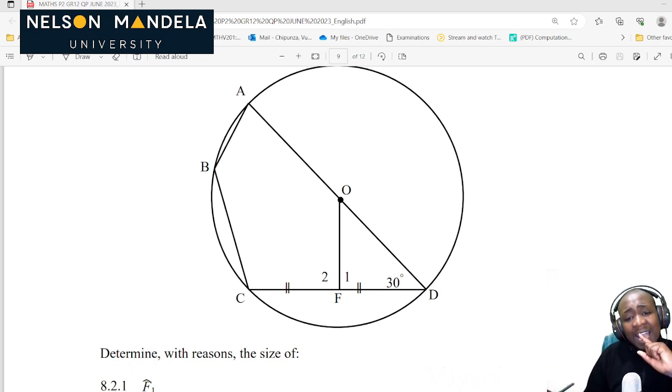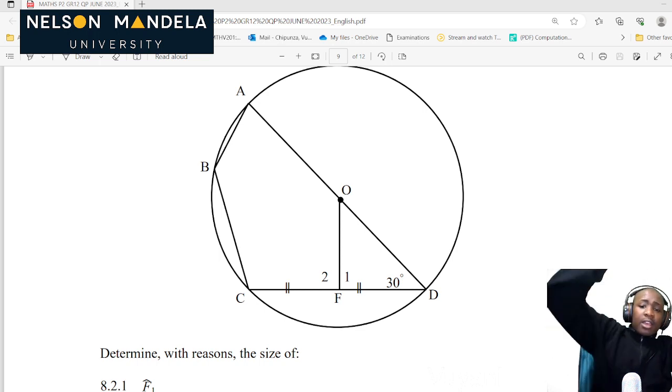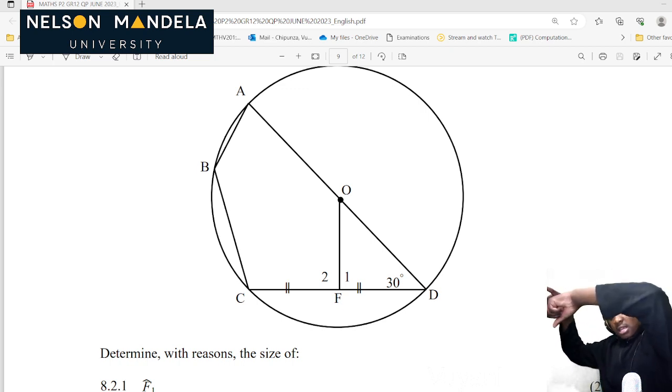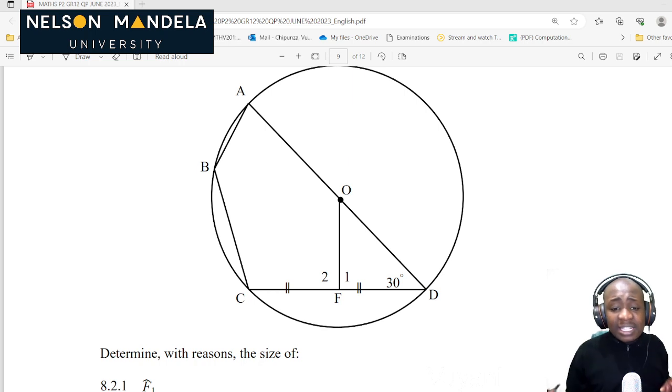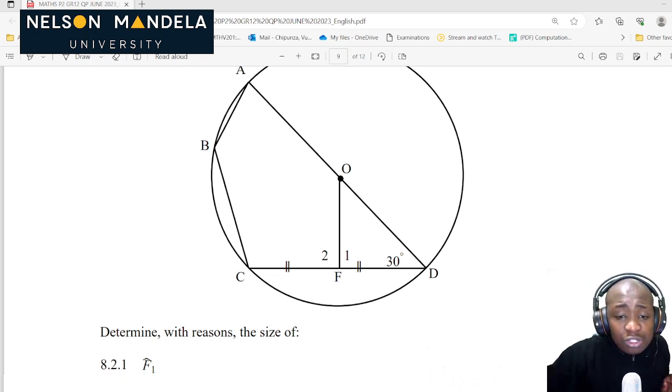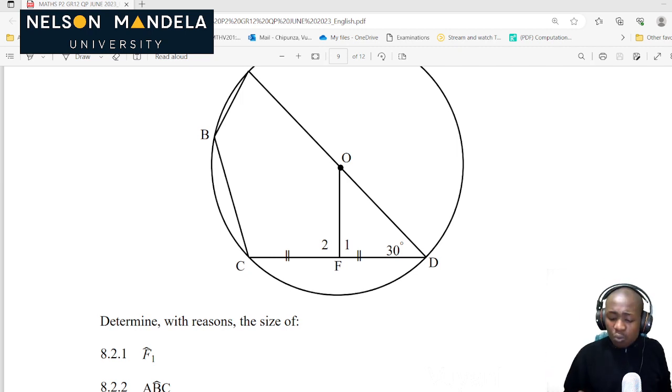I can sense that we're going to have 1, 2, 3. We also have a cyclic quadrilateral in that circle. Do you see that? A, D, C, B is a cyclic quadrilateral, but it's fine. Let's determine F1. How do we find F1? Where is F1? F1 is there. So how do we find F1? Of course, F1 is equal to 90 degrees.